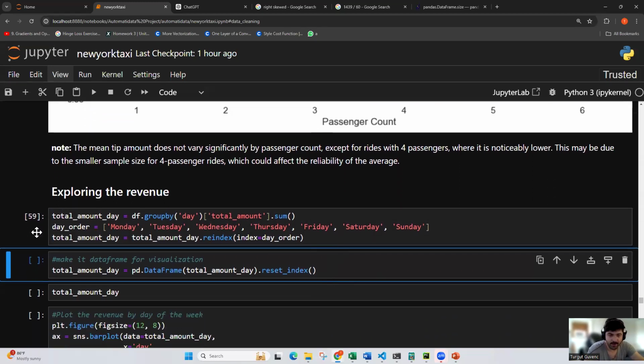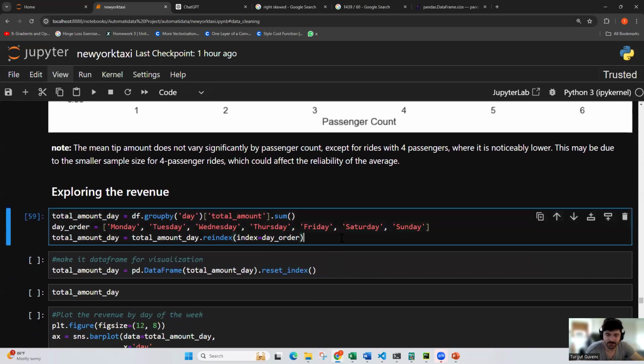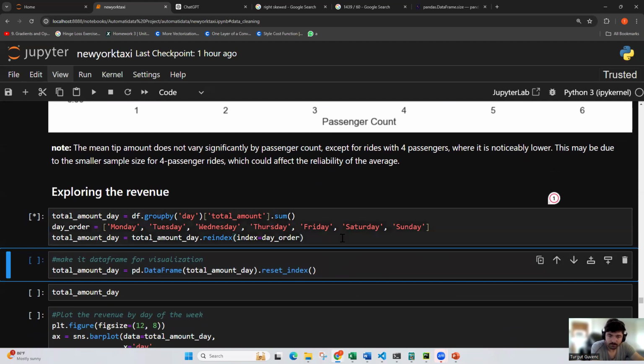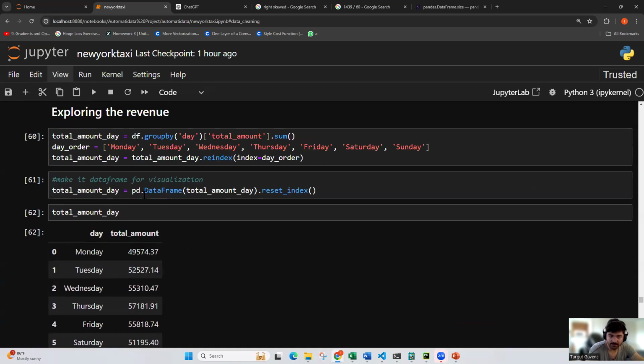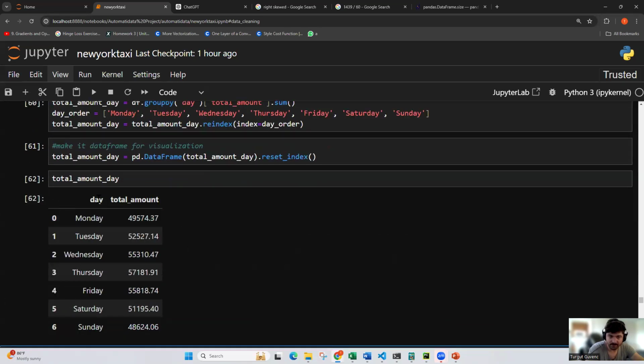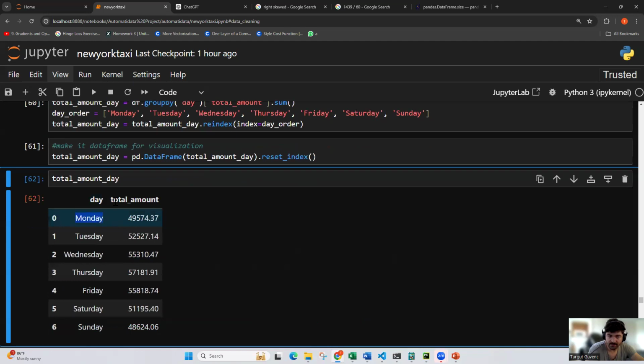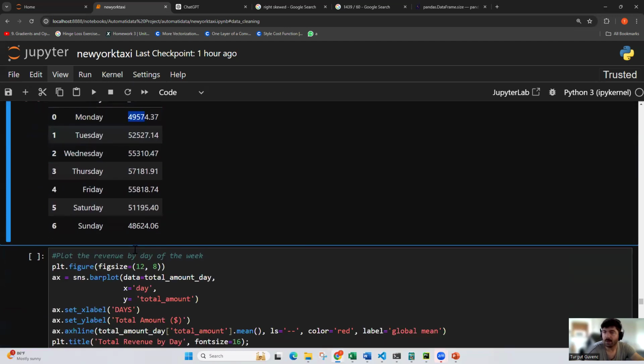Okay, so for day order, I'm giving an order. It's just to make sense of the observation because we are really used to Monday, Tuesday, Wednesday, and total amount of day, right? So I'm re-indexing this data using the day order. That's why I created it, and this is the total amount of the day. I'm making the reset index again. So now we have days and the total amount for each day. Now we can compare that.